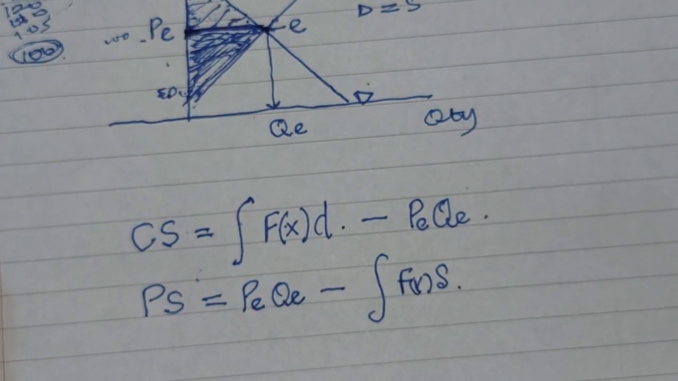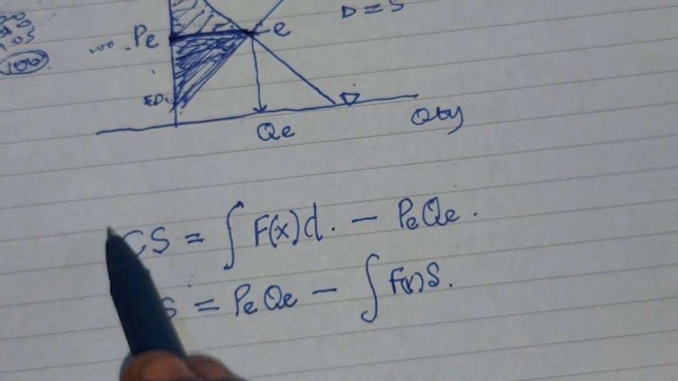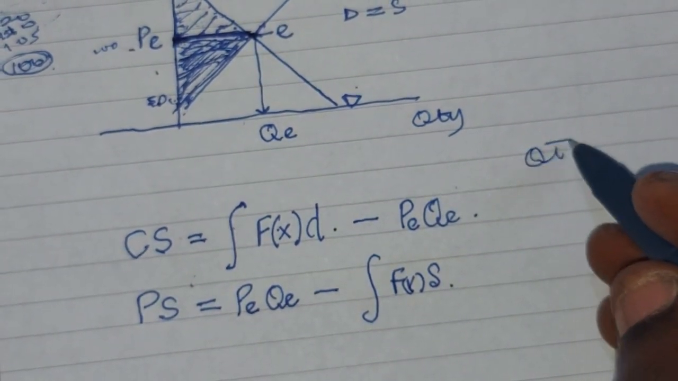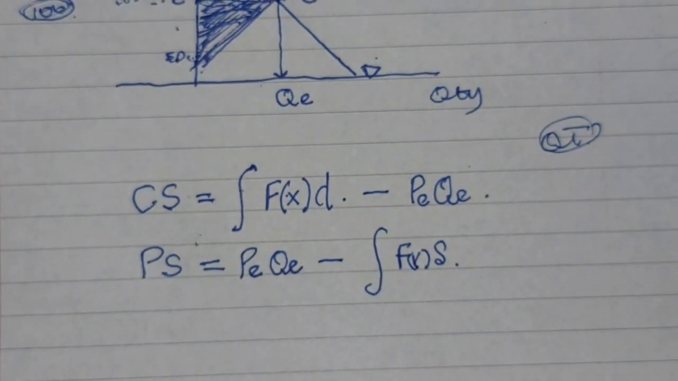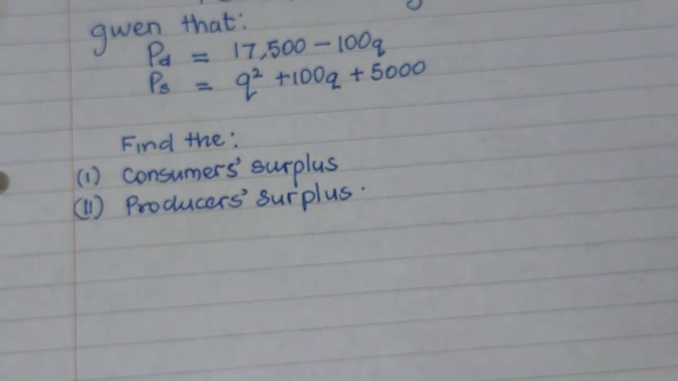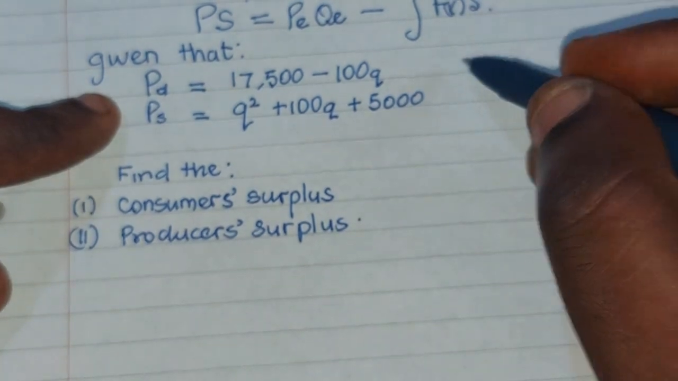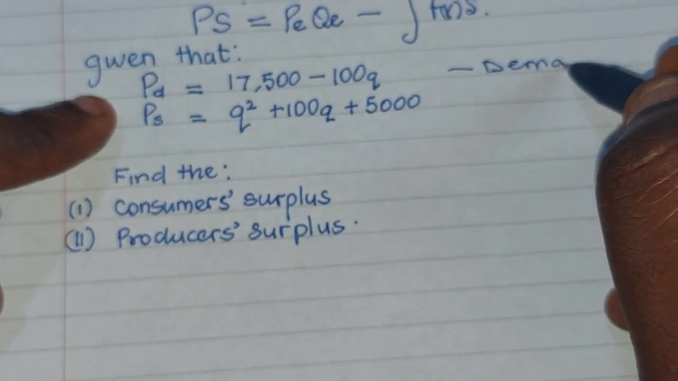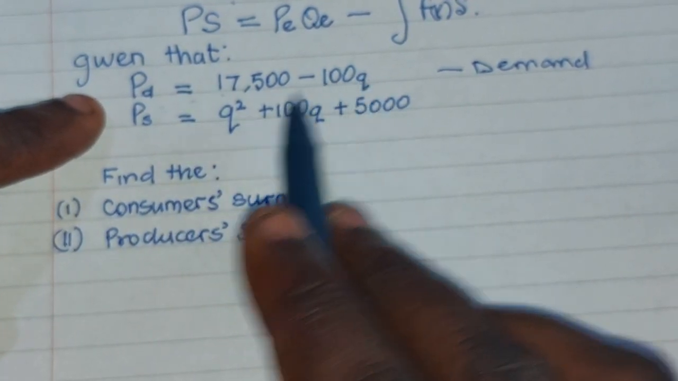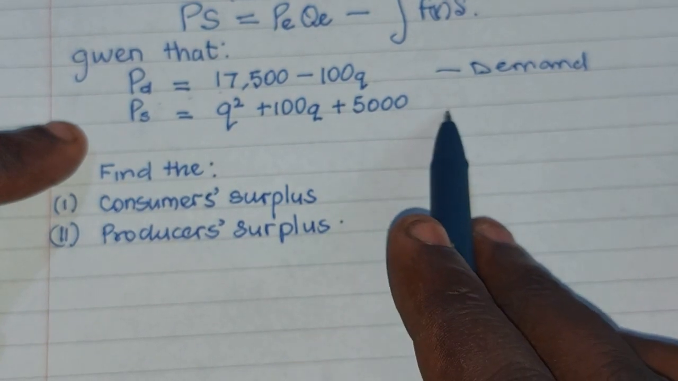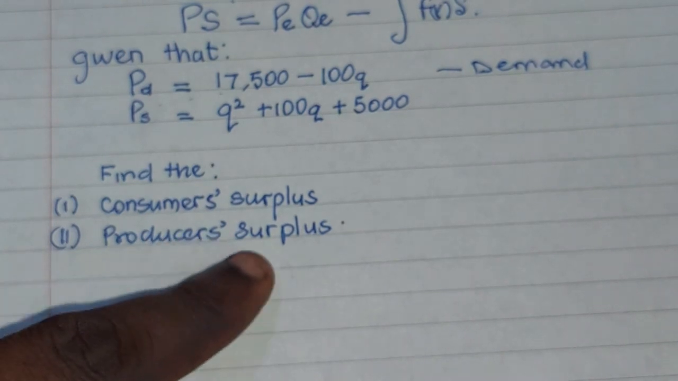Those of you writing professional exams like the ATS exam of ICAN, this is very common in your quantitative analysis questions. So let's take a question on this. The question says that given the demand function is 17,500 minus 10Q, and the supply function is also given, we have to find the consumer surplus, then find the producer surplus.